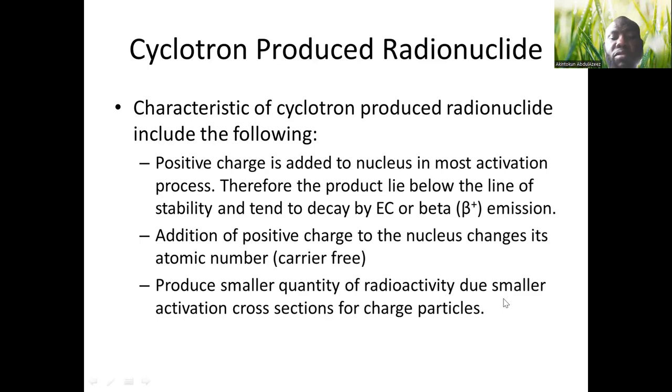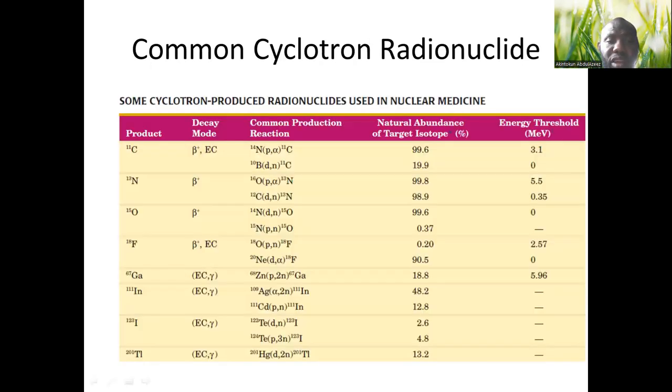So it means that, yes, we agree that the quantity is low in radioactivity, but these are sufficient for us for nuclear medicine practice. So these are the commonly produced. We have mentioned a lot. And if you look at gallium 67, indium, iodine 123, thallium, all these four that are not mentioned before are used for SPECT imaging, single photon emission imaging, or gamma camera.